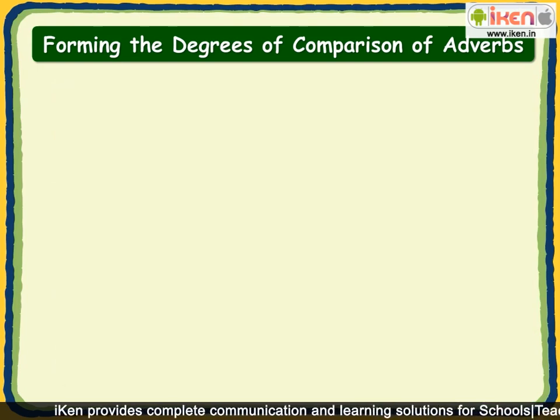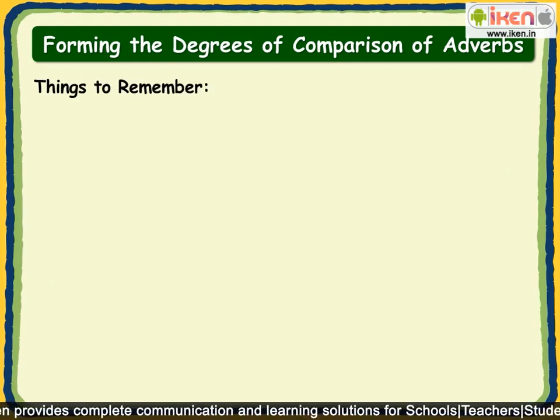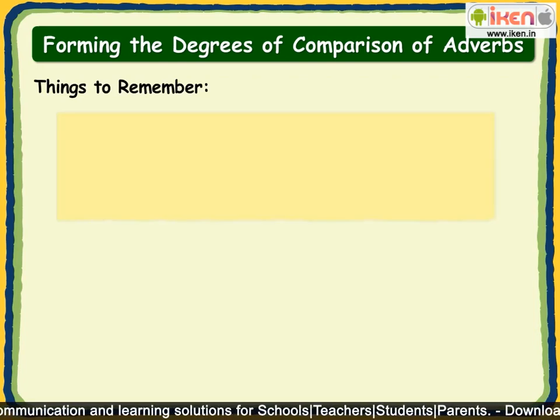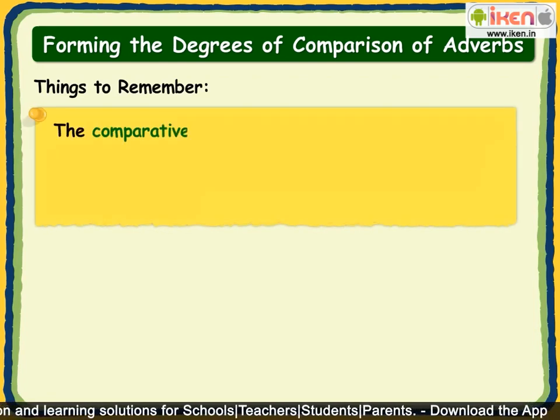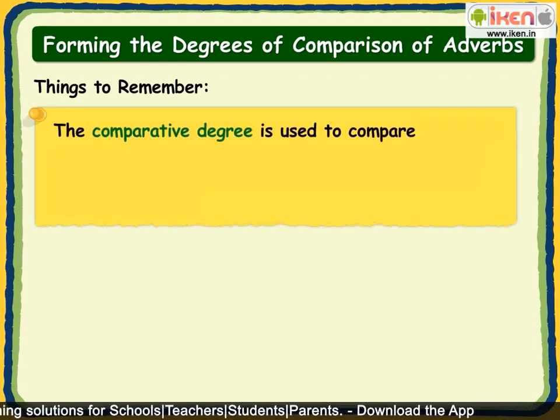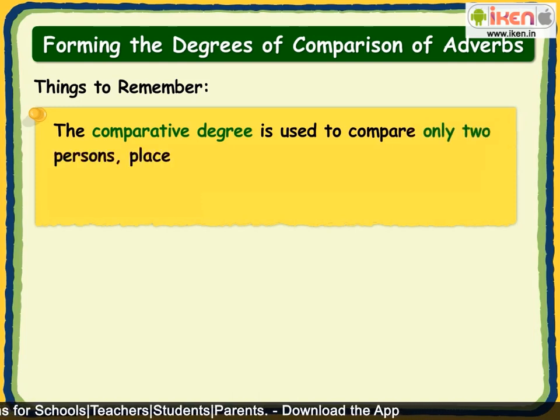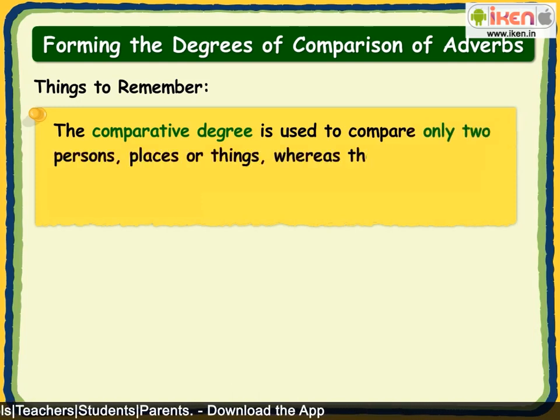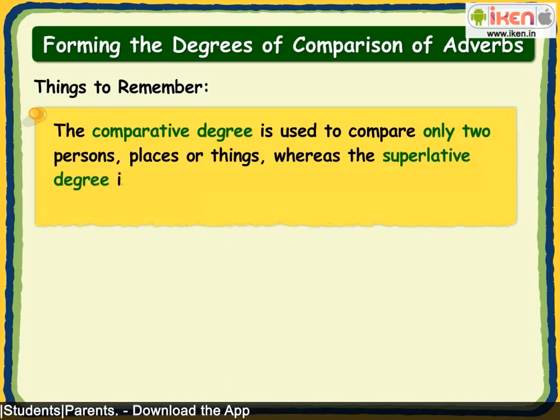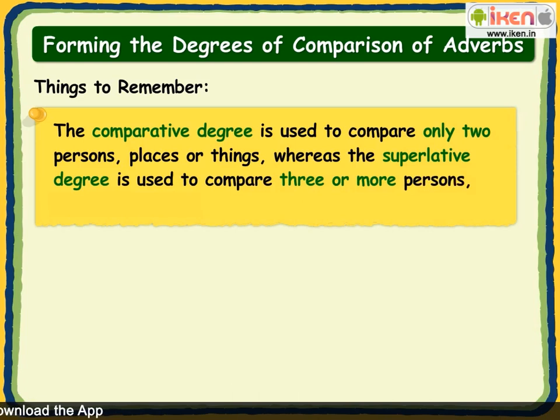There are two things that you need to remember while forming the degrees of comparison of adverbs. Firstly, the comparative degree is used to compare only two persons, places, or things, whereas a superlative degree is used to compare three or more persons, places, or things.